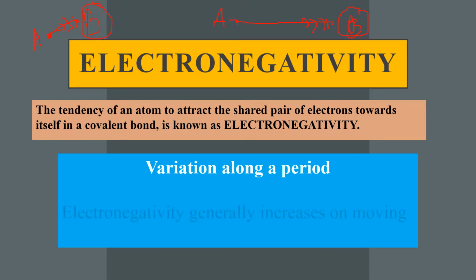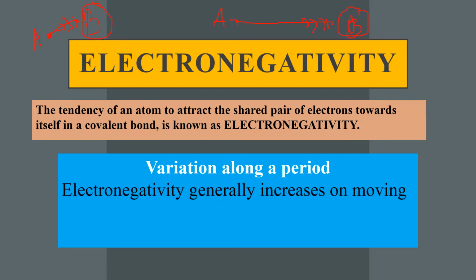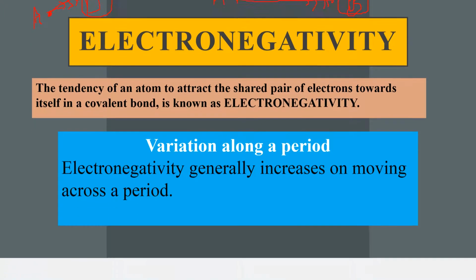So variation along a period, electronegativity generally increases on moving across a period, because as we move left to right in a period, we know that atomic size decreases, due to which electronegativity value will increase on moving left to right in a period.